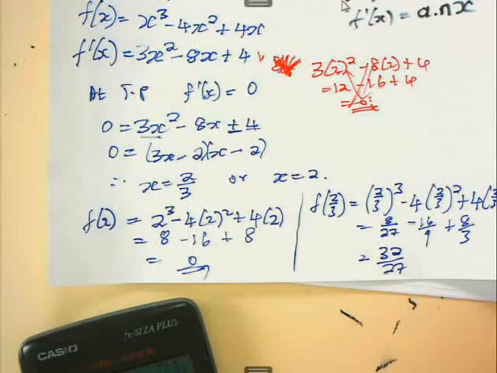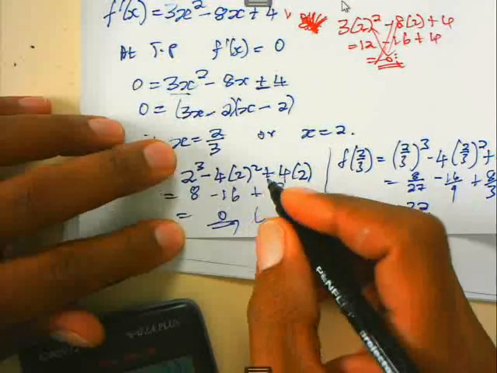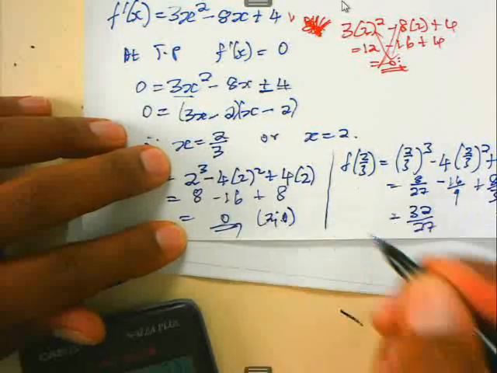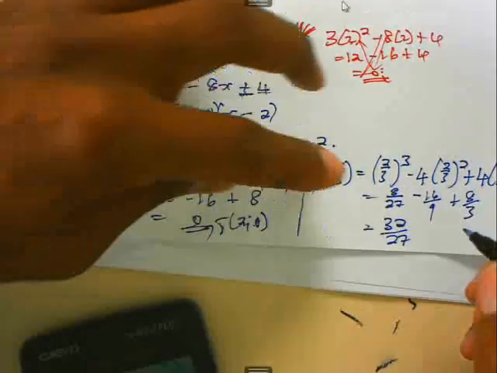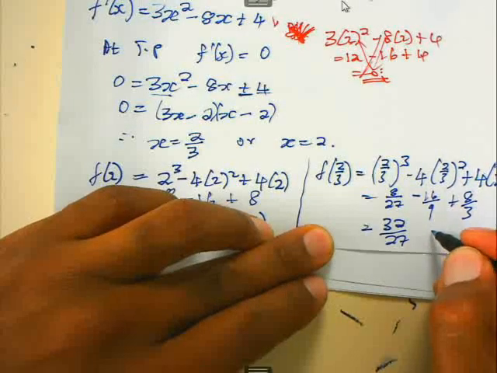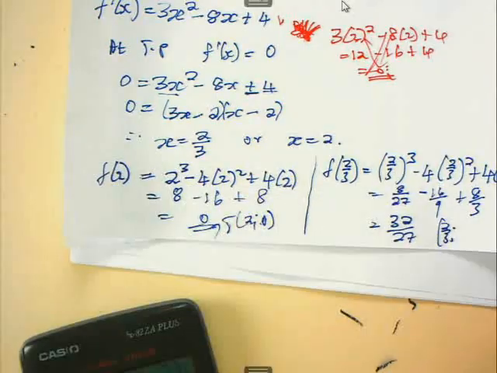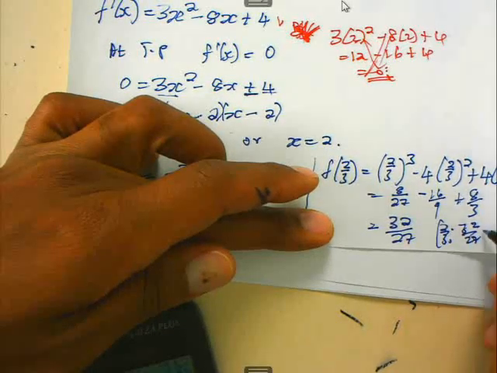Right. Now, the question will be, what are the coordinates of the turning points? What are the coordinates of the turning points? Of course, the first one that we have here, x is what? x is 2, y is 0. Right? That is the turning point that we have. And the other one on this side, x is what? x is 2 divided by 3 there. And then the y will be 32 divided by 27.